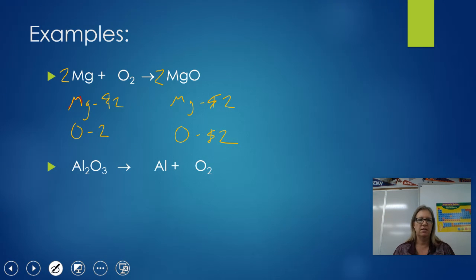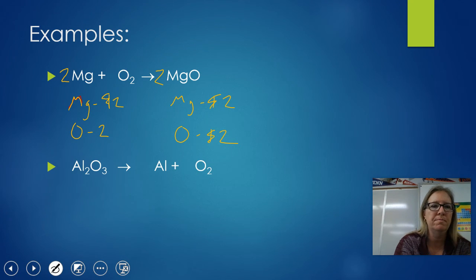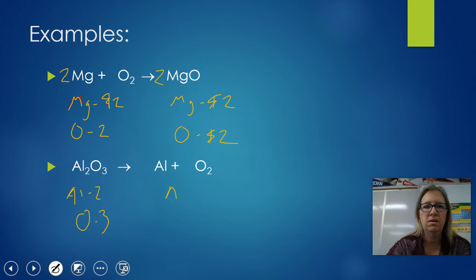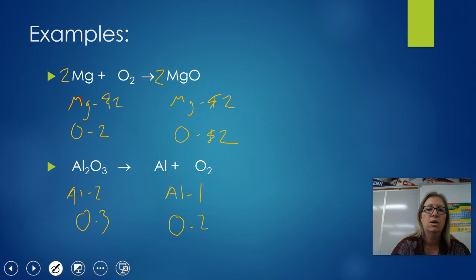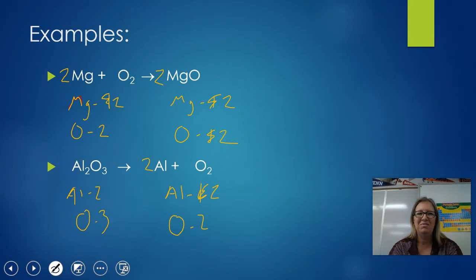All right, let's look at the aluminum and oxygen one. I have 2 aluminum, and I have 3 oxygen. On this side, I have 1 aluminum, and I have 2 oxygen. Okay, I'm going to deal with the aluminum first. So I'm going to put a 2 right there. Okay, so that gives me 2. But now I have to deal with the oxygen. I've got a 3 on one side and a 2 on another.